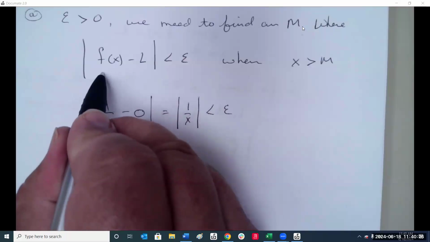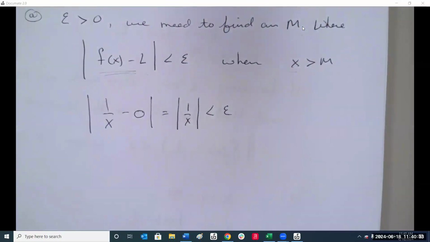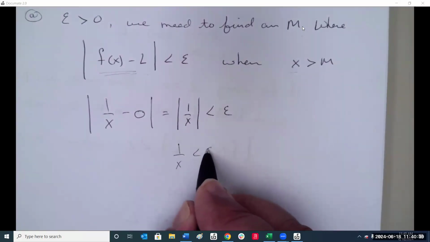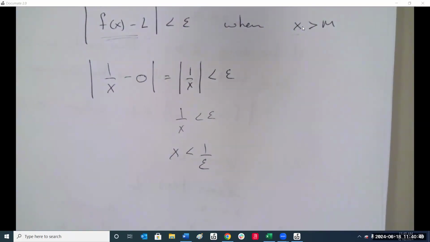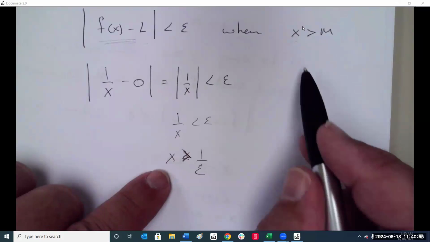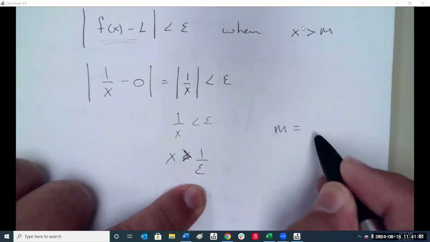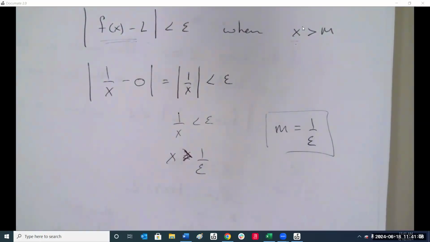So remember, in order to do this, we have to find this in terms of x so we can compare them. So this is 1/x. If we flip them, it'll be larger than, because we have to compare the x's. If that's true, then M is equal to 1/epsilon. That's what I said earlier. If we knew what epsilon was, we could find the value of M.